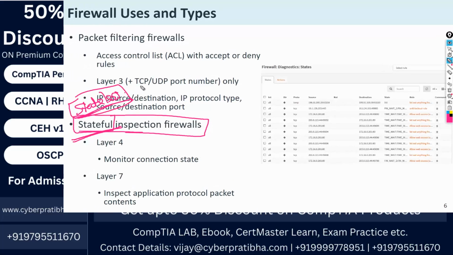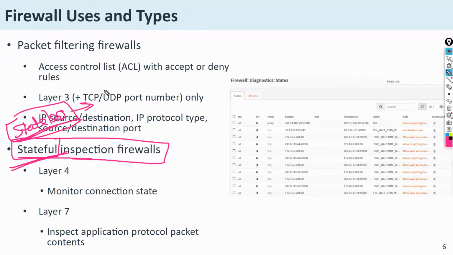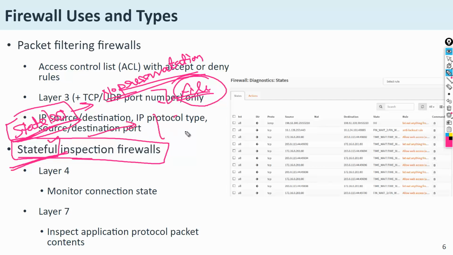When we talk about stateless, it means no preservation. What is the meaning of preservation? It means not writing inside a file or not generating some logs. But stateful means all the information is written and stored somewhere in a file. This is known as stateful.